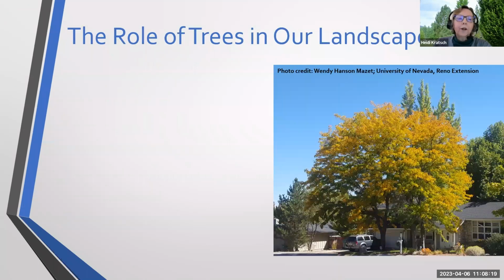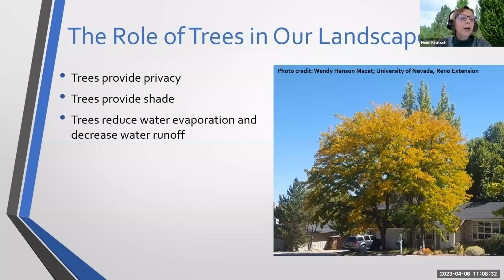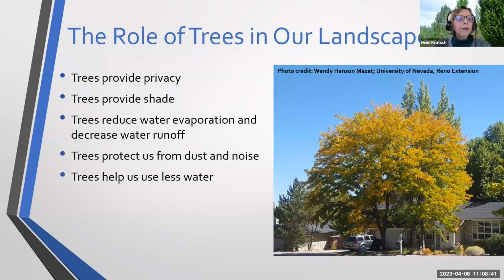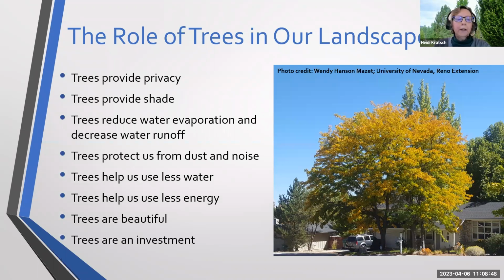So let's start talking about the role of trees in our landscapes. Everybody knows some of the roles, but maybe you don't know all the things that trees do for us. Trees provide privacy, and of course they provide shade, but they also reduce water evaporation and decrease water runoff and protect us from dust and noise. And trees help us use less water and less energy. And of course, trees are beautiful, but above all, trees are an investment.